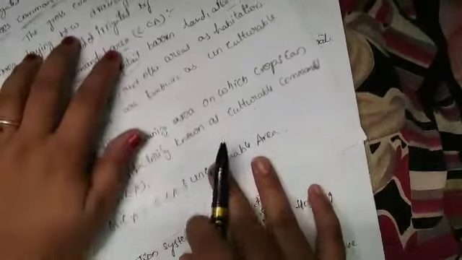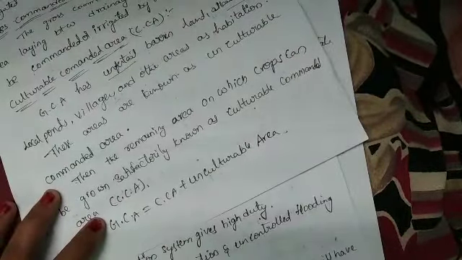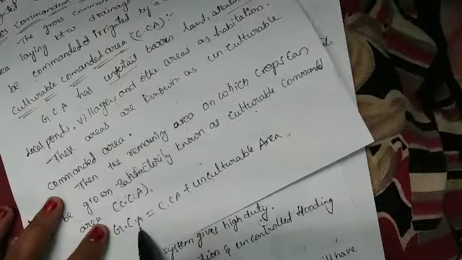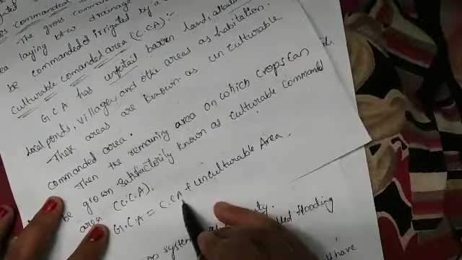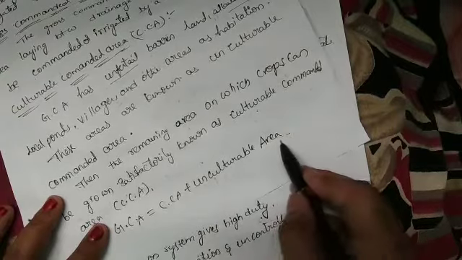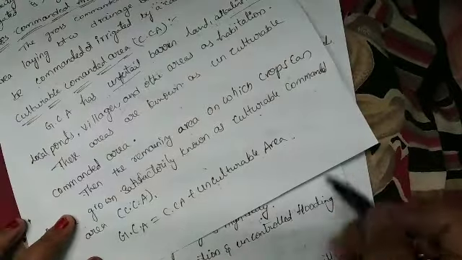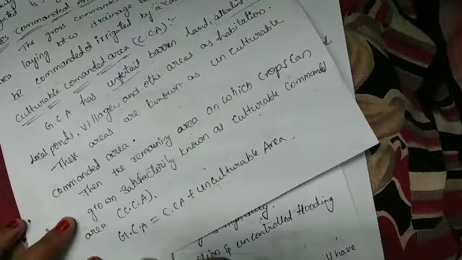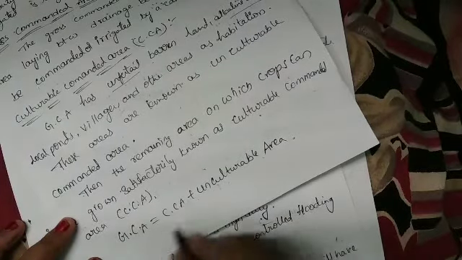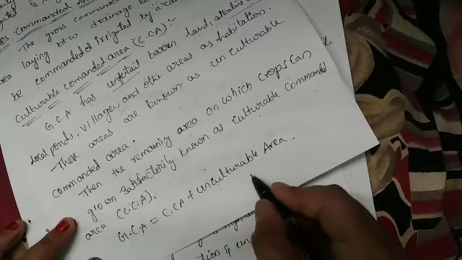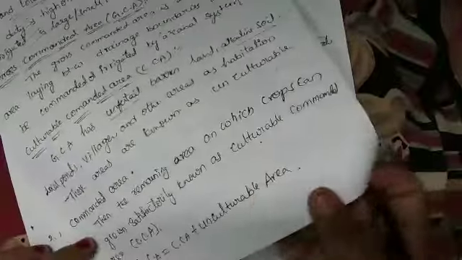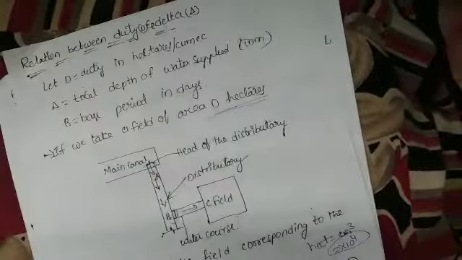So gross command area equals cultivable command area plus uncultivable command area. We will discuss this later. The gross command area is again divided into cultivable command area plus uncultivable command area. Thank you.